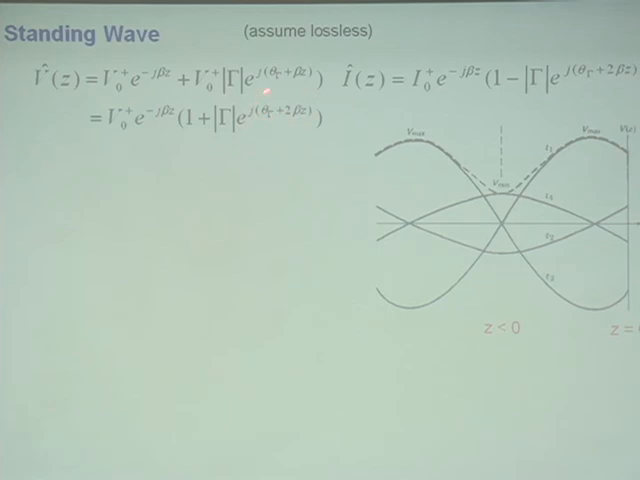So if this value is a multiple integer of 2 pi, then you maximize this term. Therefore, you have a maximum V. Well, same thing. If you look at this expression, this is if this is a multiple integer of 2 pi, 0, 2 pi, 4 pi, 6 pi 等等. Then you have a minimum value of I. So when you have a maximum value of V, you have a minimum value of I.